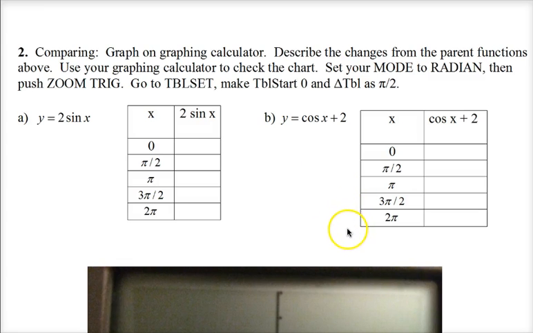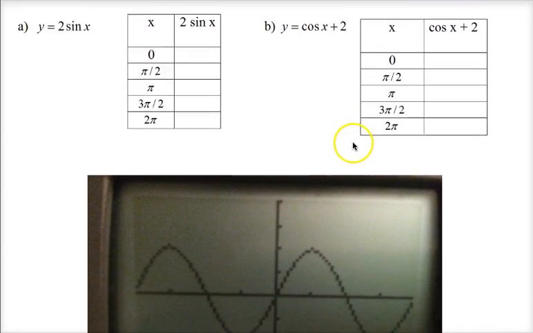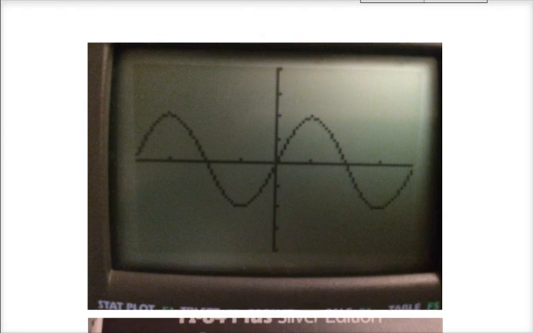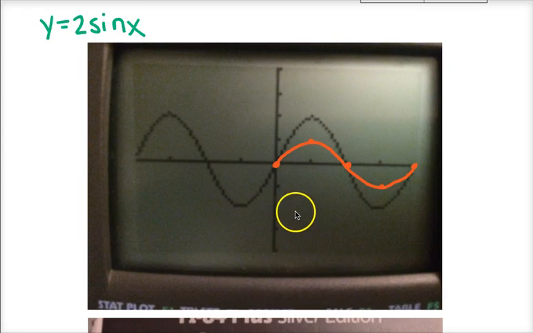So now we're going to compare. It says to graph these on the graphing calculator, and we want to describe the changes from the parent functions above. So the first one we're going to look at is if we were to graph y equals 2 sine x on the calculator. For a typical sine function at 0 radians, it's 0. At pi over 2 radians, we have that the sine function is 1. At pi radians, sine is 0. At 3 pi over 2 radians, we have -1. And at 2 pi radians, we have 0.